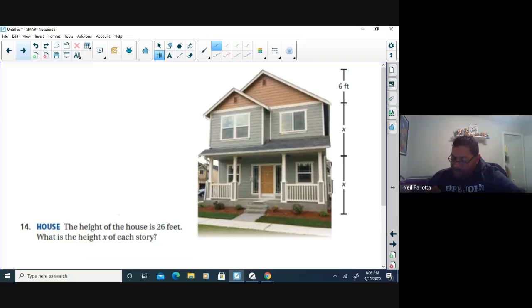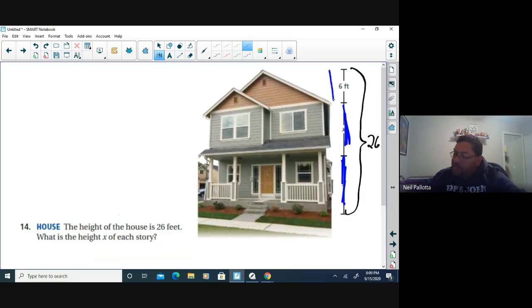Question 14. The height of the house is 26 feet. Okay, so that's the total height. So 26 feet represents the sum of all of that. What is the height of each story? Well, we want to write an equation that reflects what the information in the problem tells us. The information says that the total height is 26 feet. So we know that this distance here, which is x, plus this distance here, which is x, plus the 6 feet has to total 26.